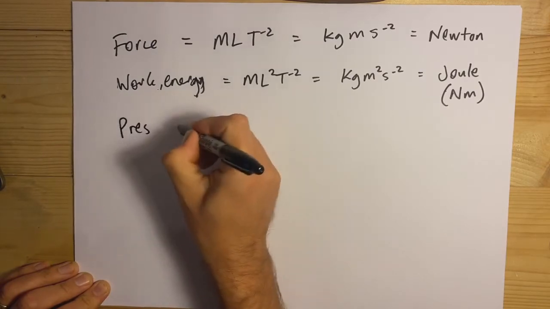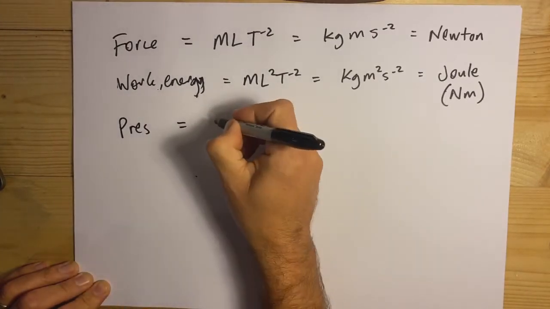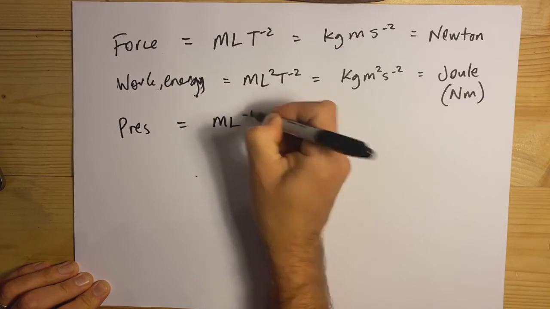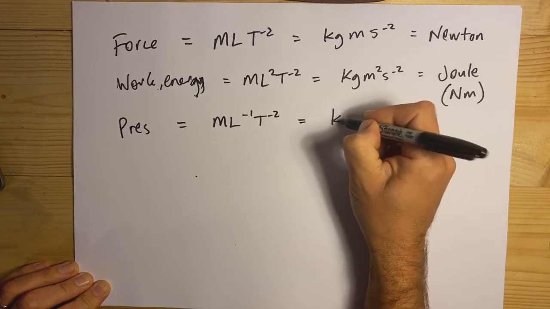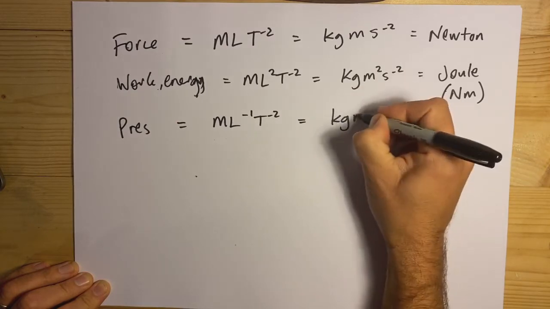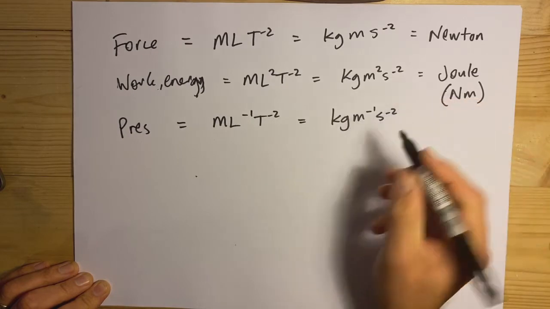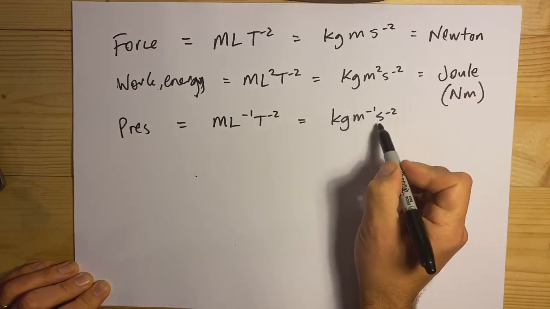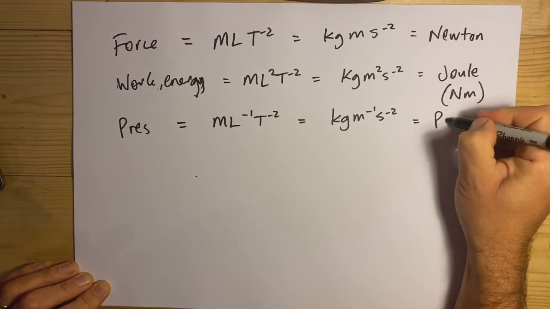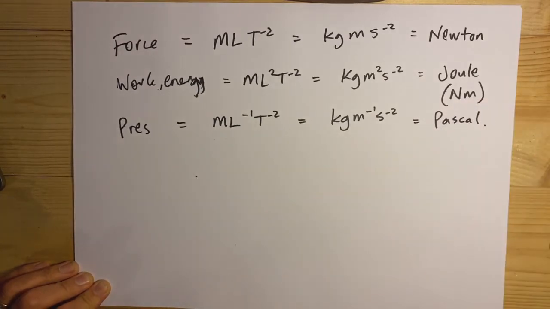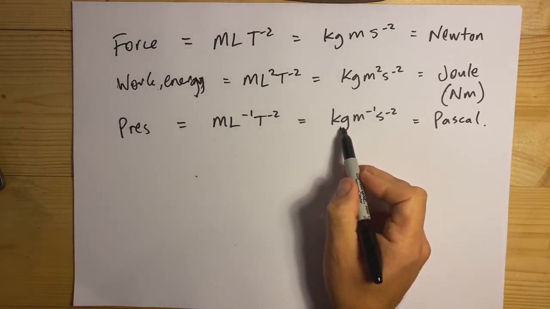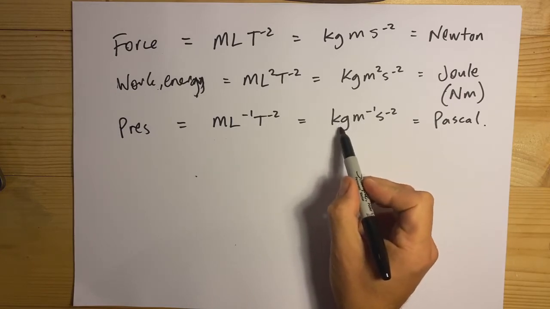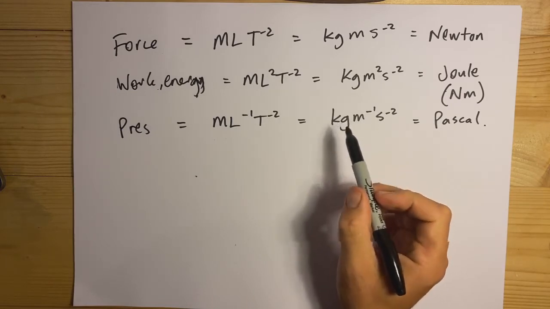And pressure was our other example. Remember, this was force divided by area, and that had dimensions of M L to the minus 1, T to the minus 2. And that, if we insert our standard units in, is kilograms per meter per second squared, or kilograms meters to the minus 1, seconds to the minus 2. And that is a Pascal. Okay, so atmospheric pressure, if we're reporting it in standard units, is in pascals, but that relates back to these basic units of mass, length, and time.